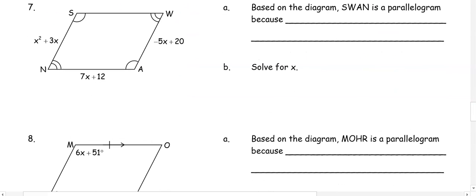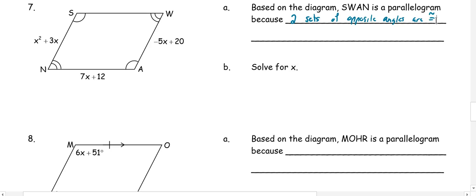In the rest of these problems, we want to look at the diagram and figure out why we know it's a parallelogram and then solve for x. So right now, if I look at the picture and I ignore the variables, I see two sets of angles are congruent. So we know this is a parallelogram because two sets of opposite angles are congruent.